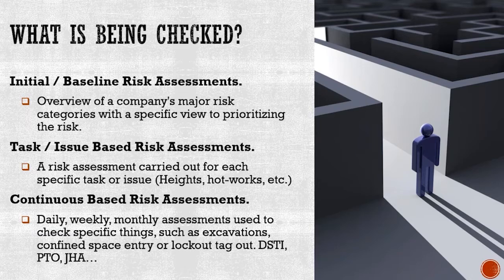Another type of continuous-based risk assessment is a planned task observation. Now, these are generally done every week, normally by a supervisor or a manager of a site. A planned task observation is where someone in a position of authority, as we mentioned, a manager or a supervisor on a site, will observe a task that is being performed. Now, he cannot make notes or recommendations on that task without first understanding the task or issue-based risk assessment.